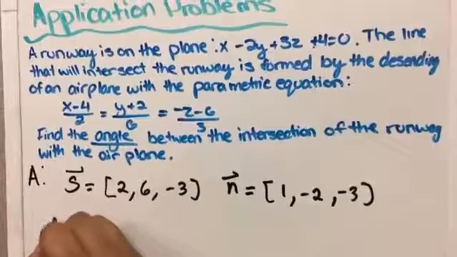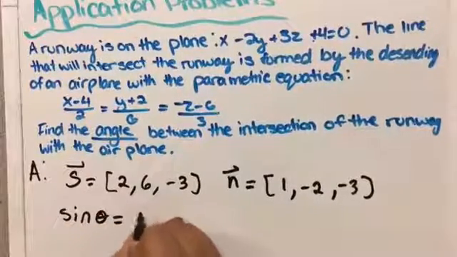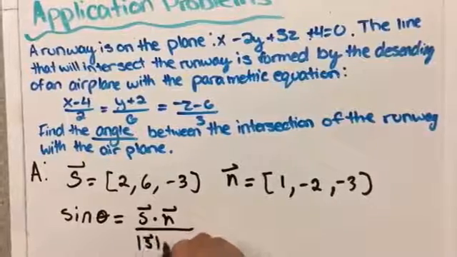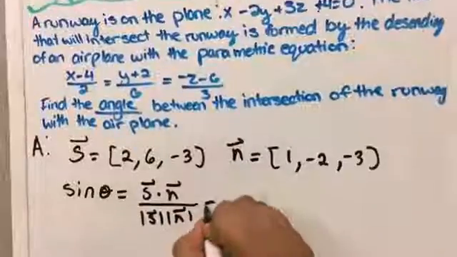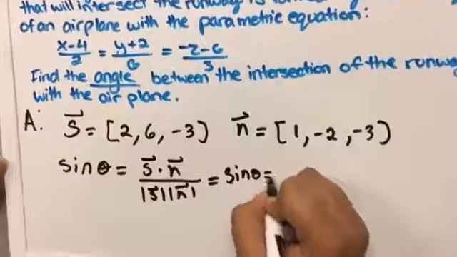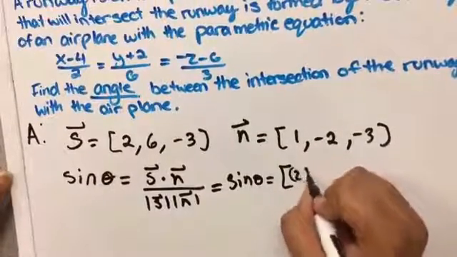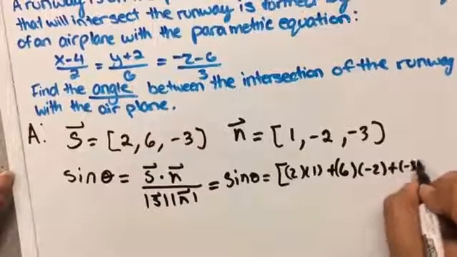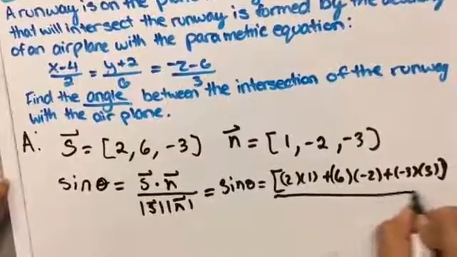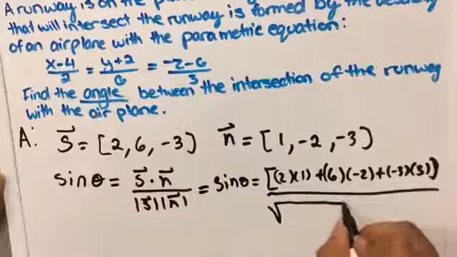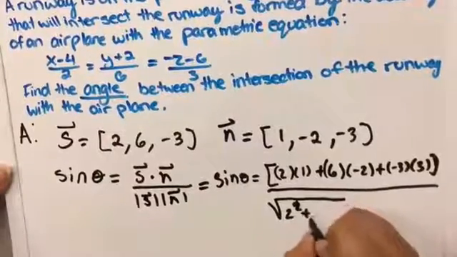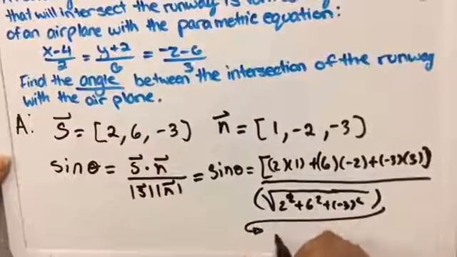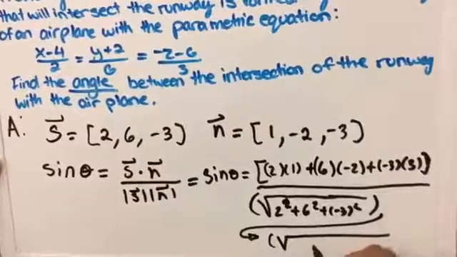So to find theta, we will use the equation sine theta is equal to the dot product between the direction vector s and the normal vector n divided by the magnitude of the direction vector times the magnitude of the normal vector. So this will give us sine theta is equal to 2 times 1 plus 6 times negative 2 plus negative 3 times 3, all of this divided by the square root of, as we're finding the magnitude of both vectors, 2 squared plus 6 squared plus negative 3 squared, and all of this will be multiplied by the magnitude of the normal vector.